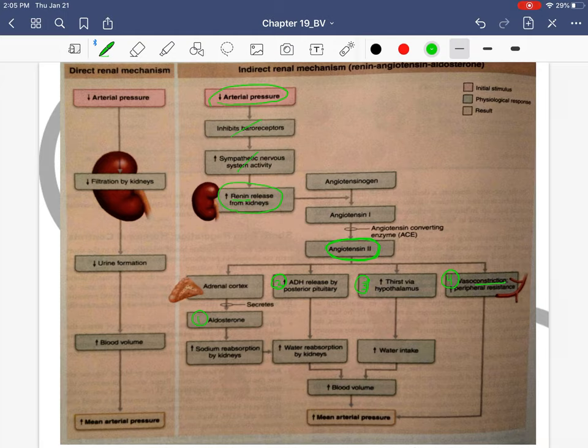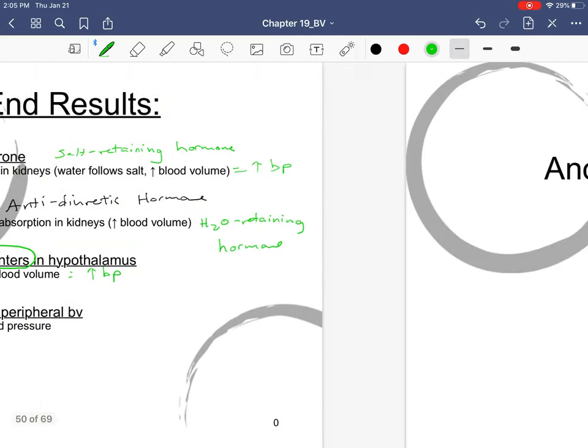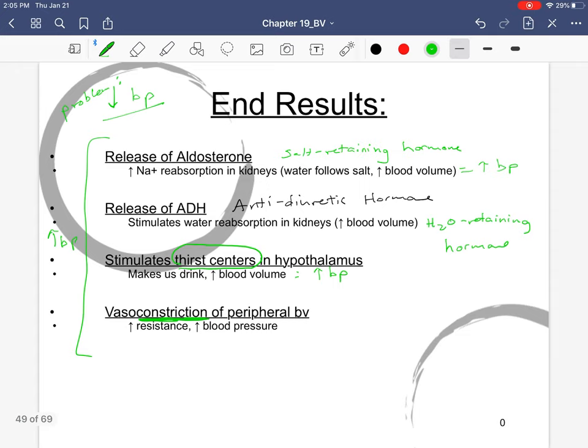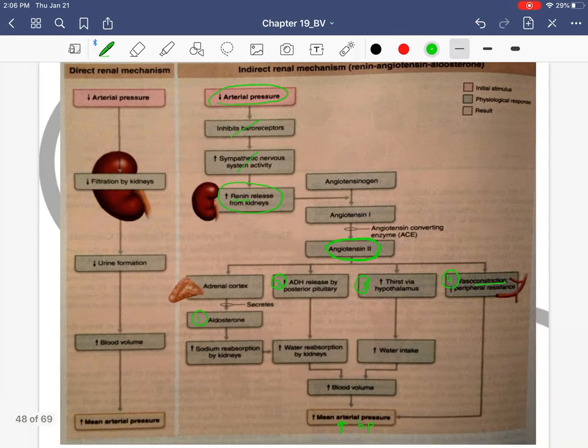And lastly, angiotensin 2 causes widespread vasoconstriction. Vasoconstriction leads to an increase in pressure. So all of these things increase the blood pressure back to normal. Pretty fantastic. I love it, my people.